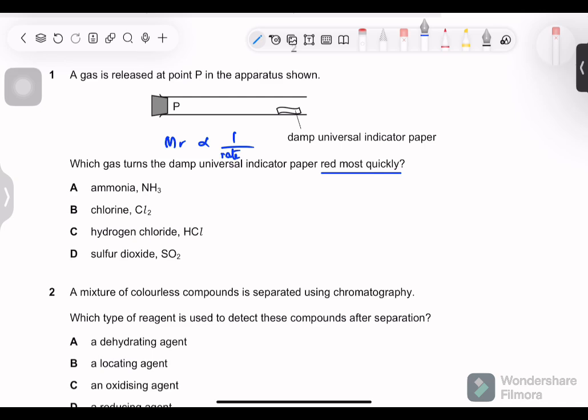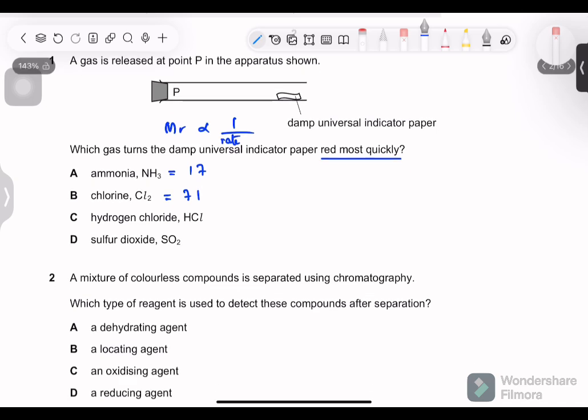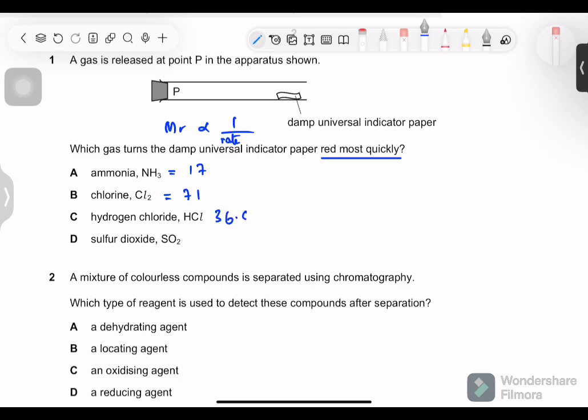And there's one other aspect to this question as well. We'll look into it in a minute. So the MR of ammonia should be 14 plus 3, 17. Chlorine should be 35.5 times 2, which is 71. Hydrogen chloride should be 36.5.